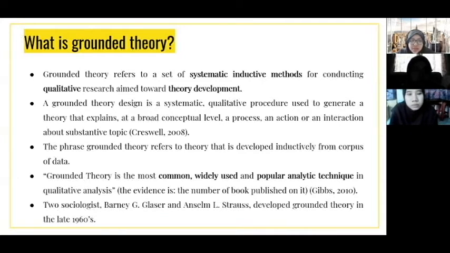And then the phrase grounded theory refers to theory that is developed inductively from a corpus of data. Grounded theory is the most common, widely used, and popular analytic technique in qualitative analysis, and the evidence is the number of books published on it, according to Gibbs 2010. And two sociologists, Barney G. Glaser and Anselm L. Strauss, developed grounded theory in the late 1960s.